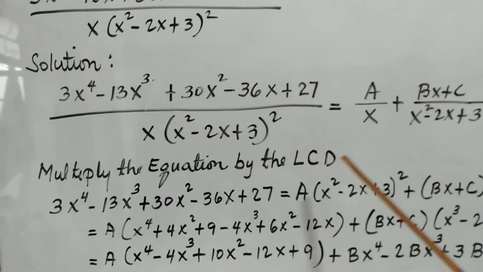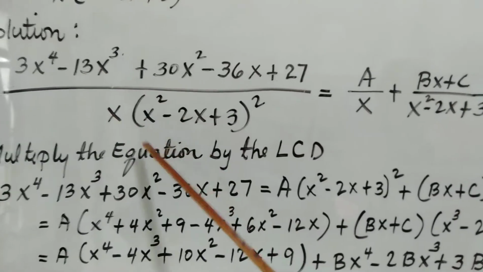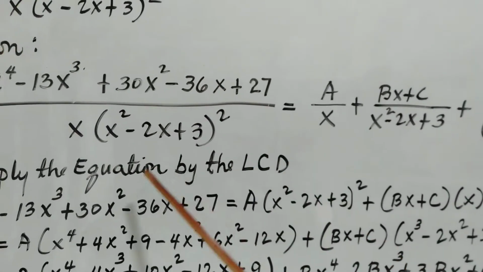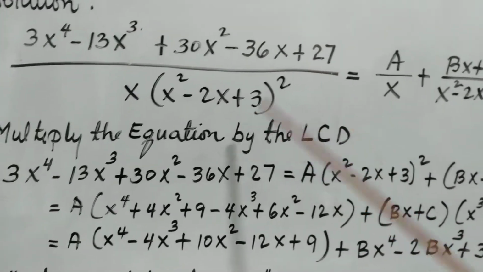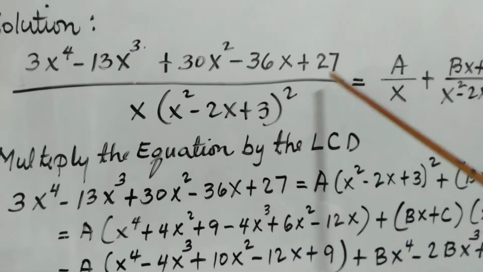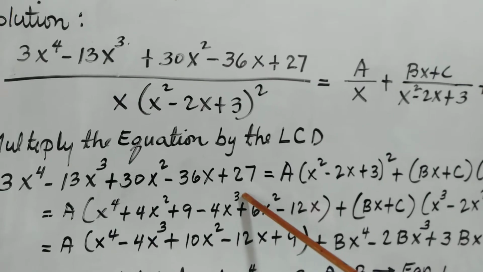So after resolving this into variables, we multiply the whole equation by the LCD, which is x times quantity x squared minus 2x plus 3 quantity squared. After doing so, we will get the basic equation. So after multiplying, we get this one. We just copy the numerator of the right side of the equation.